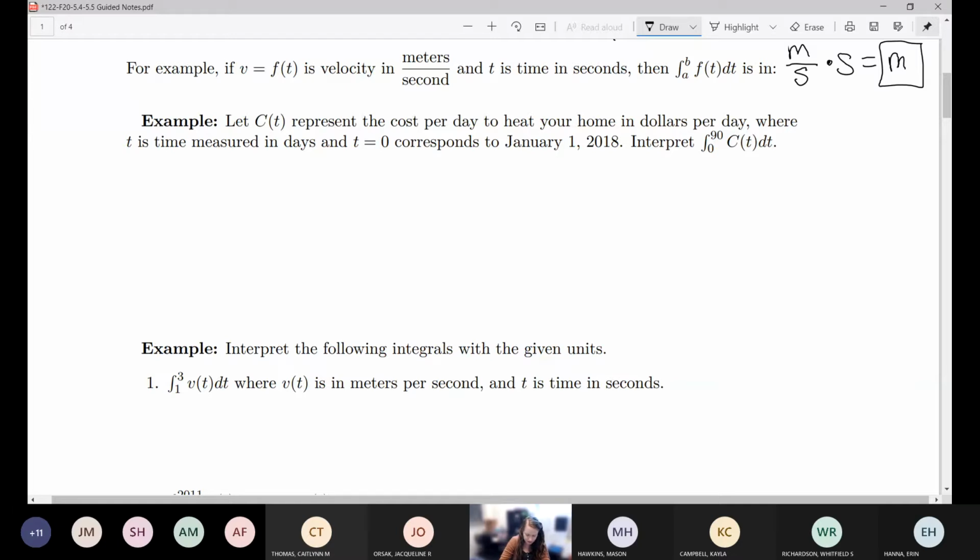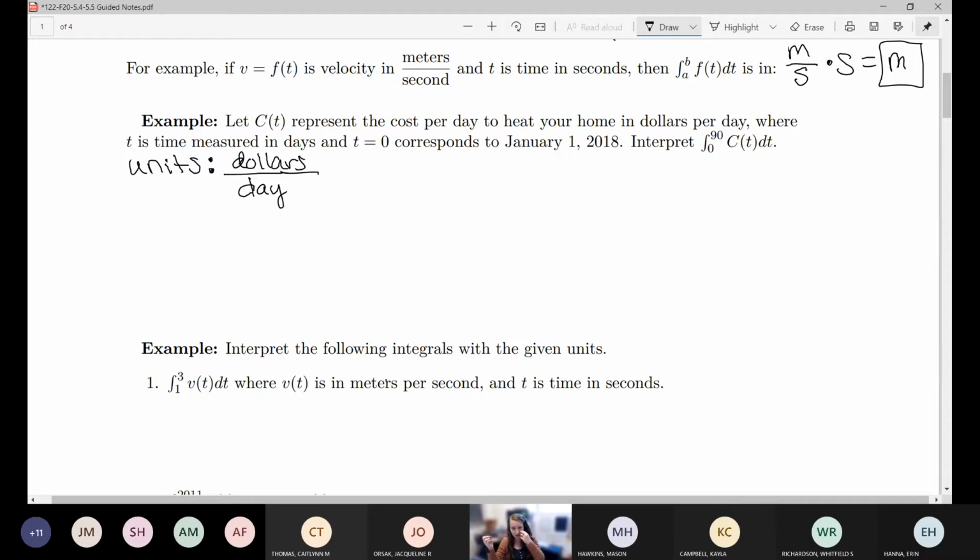So first let's talk about just the units for a second. The units here would be the units of C of t. So C of t is in cost per day. Now technically cost, I did that badly. Cost is in dollars, so it should be dollars per day.